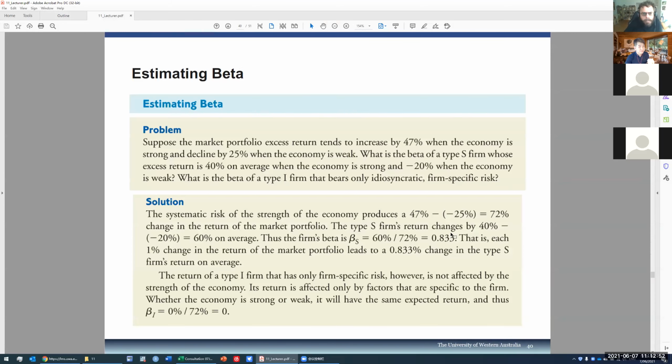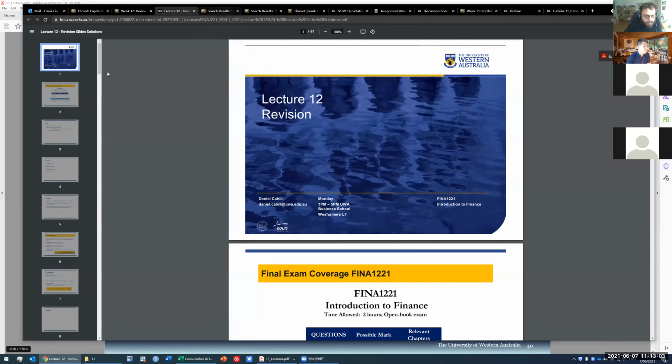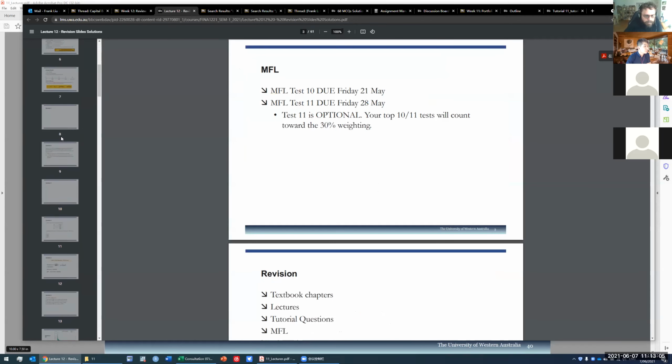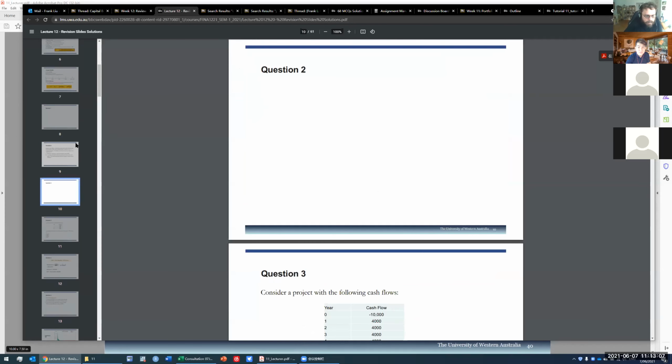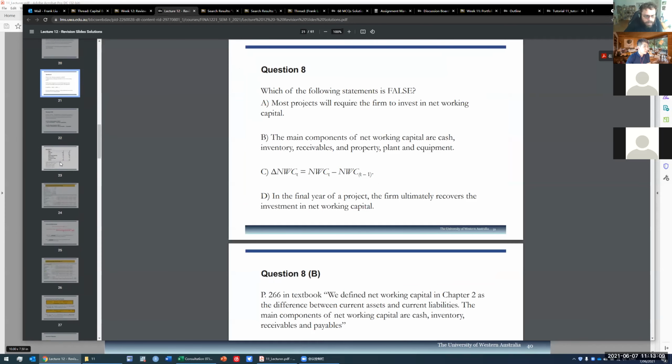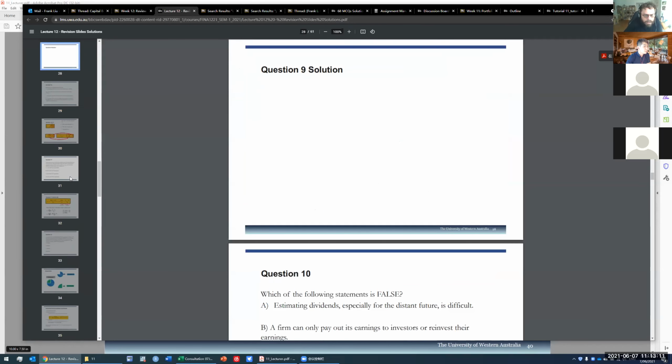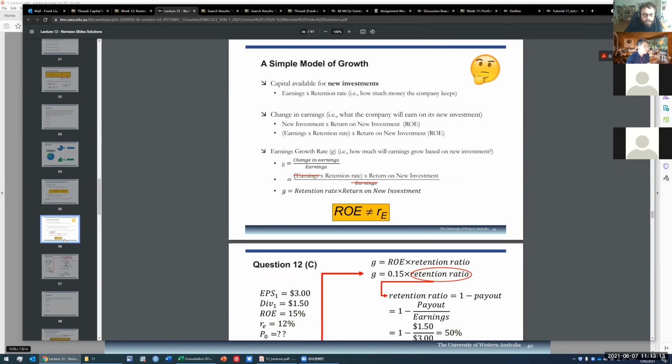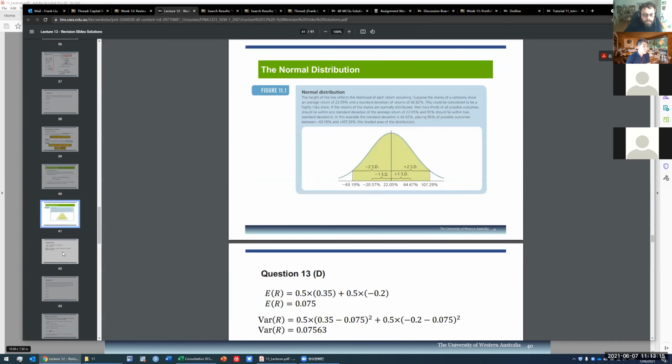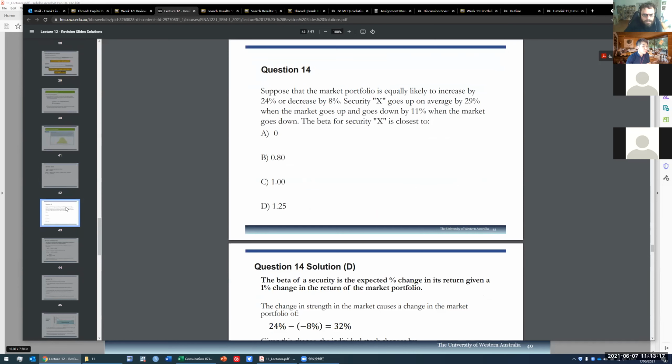So I mean, it is a fair point to say that you don't need to worry about that. But it depends on whether that's a type S firm. I need to actually see the question. So question 14 is somewhere here. There we go.